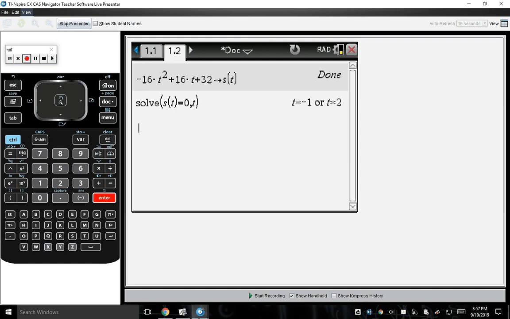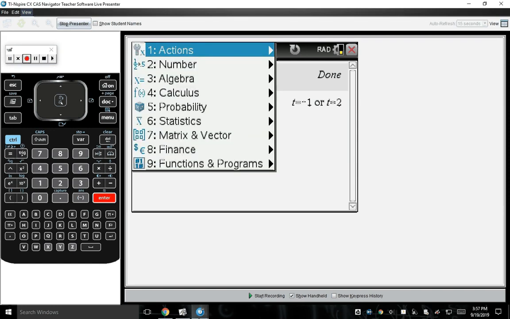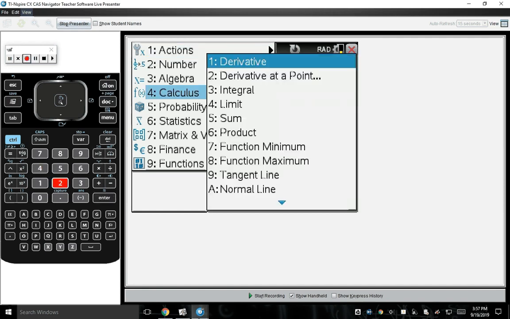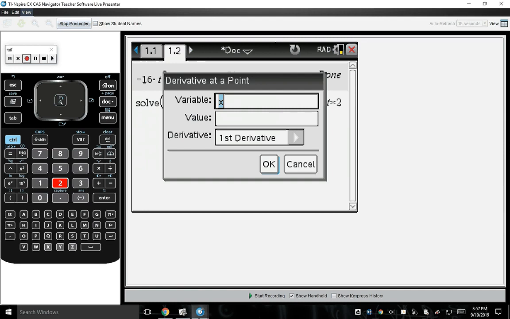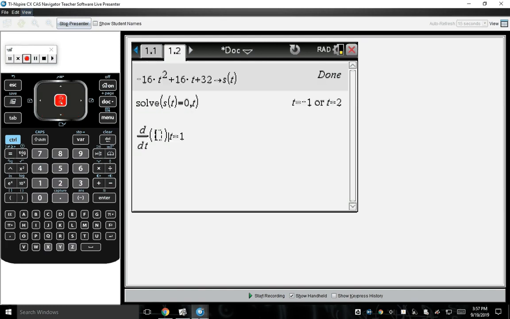We're going to find the derivative at 1. Menu, calculus. You're going to press this a lot. Menu 4, 2, derivative at a point. Guys, what's my variable? T. What's my time? 1, right? For that part B. So now this will tell me what's the derivative at 1. All I have to do is just put the function, which is s of t. And there it is. Negative 16 feet per second.